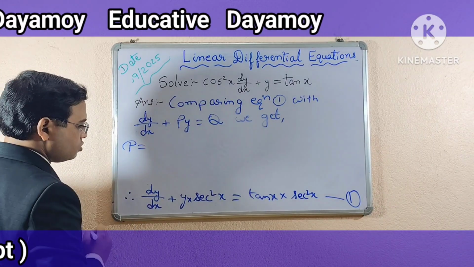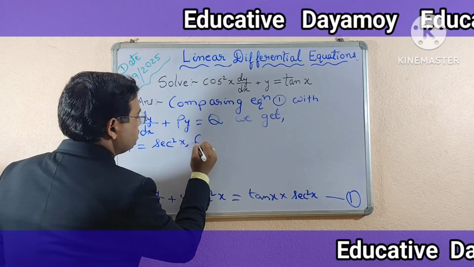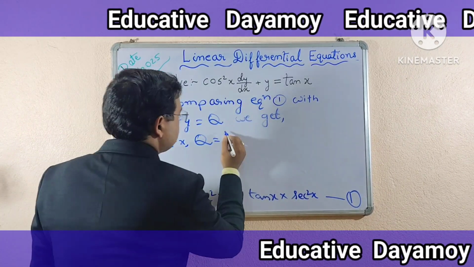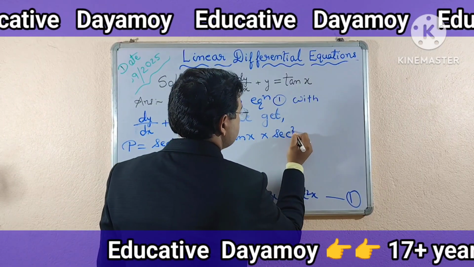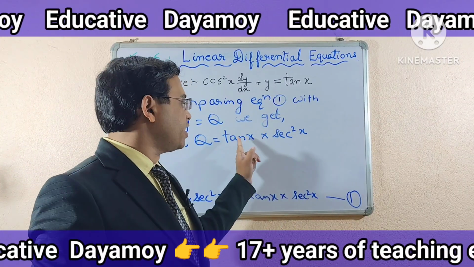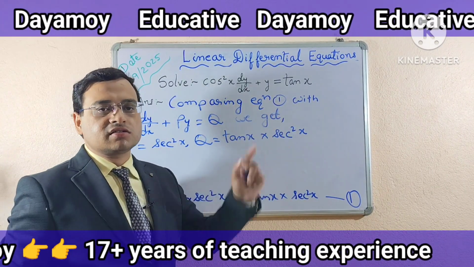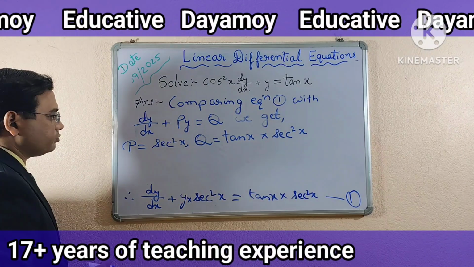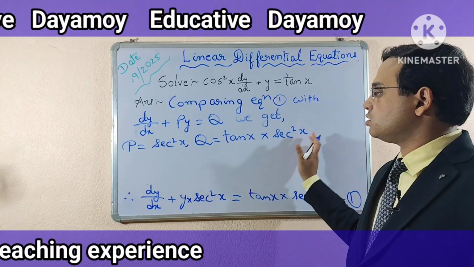Okay, p equals to sec square x and q equals to tan x sec square x. Tan x sec square x and tan x into sec square x, both are same thing. Okay, don't confuse with these silly things. Okay, you are fully matured to understand this types of things.